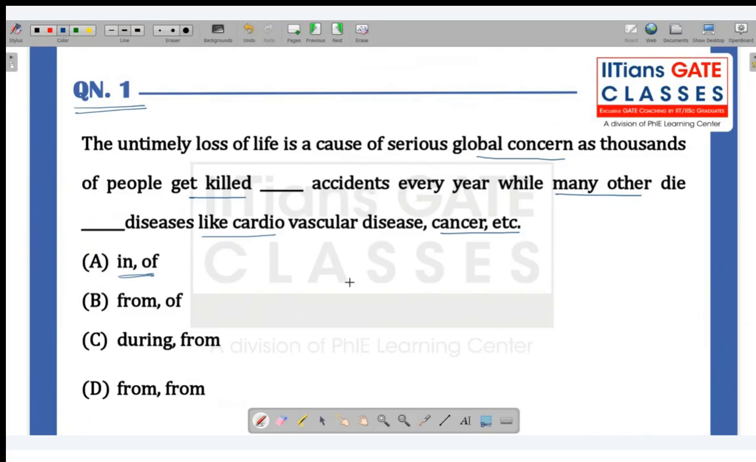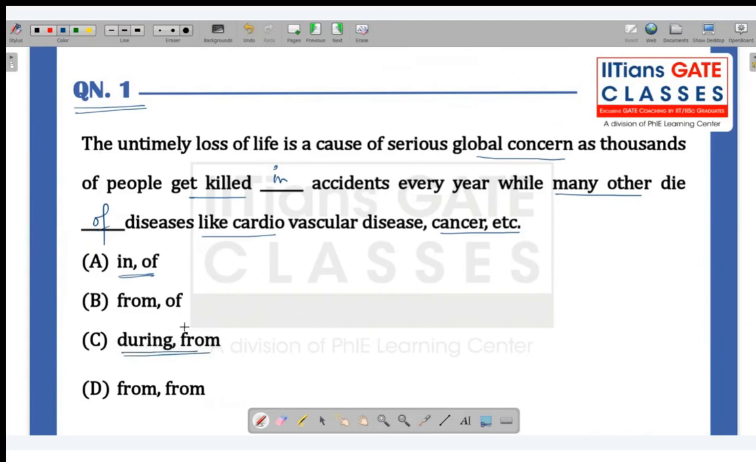Great. So here, if you write 'in', you read it now: thousands of people get killed in accident every year, while many others die of diseases like cardiovascular disease, cancer, and so on. This question can be done directly. There is no other concept here. Many people might be attracted to the option 'get killed during accident every year', so during you can understand.